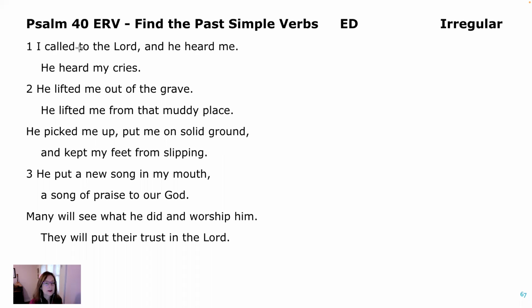So as I'm going through this, I see "called" is one of those past tense verbs. "Heard" is another one. Here we have "heard" again.